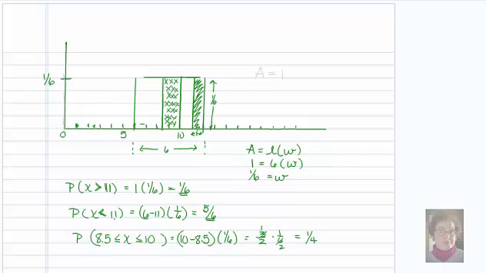So when you do a uniform distribution, it's just a rectangle. And you will know the width of the rectangle, and you may have to calculate its height. But the key is that the area under the curve is always equal to 1.